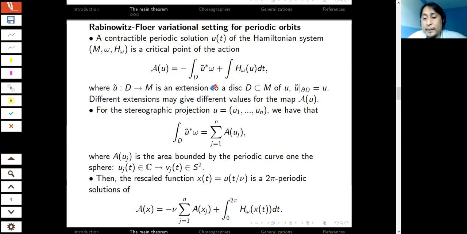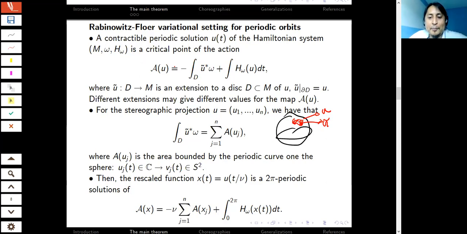What does extension mean? Well, U tilde restricted to the boundary of D is just U. If I draw a graph for the sphere, I have the sphere, and then here I have a curve U, and U tilde is just an extension to a disk. So this is U tilde. Now, this is the Rabinowitz-Floer setting: periodic solutions which are contractible are critical points of this functional.